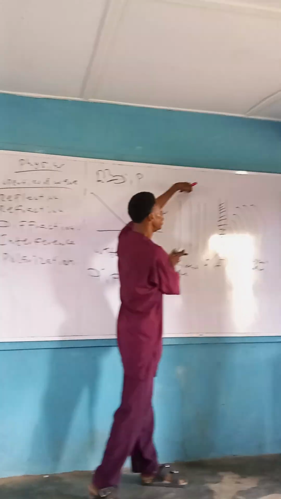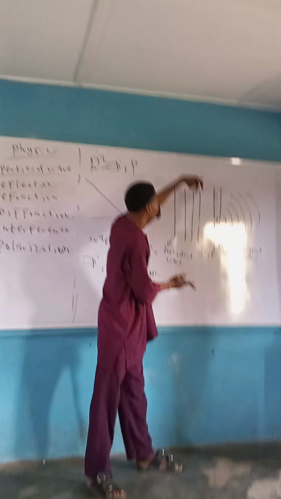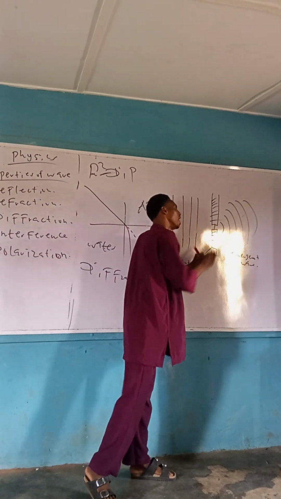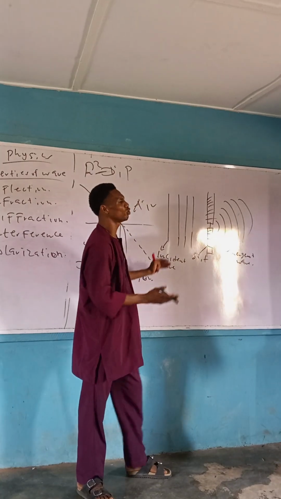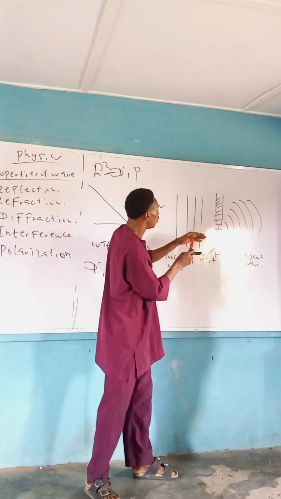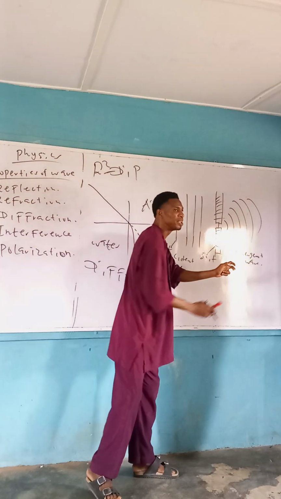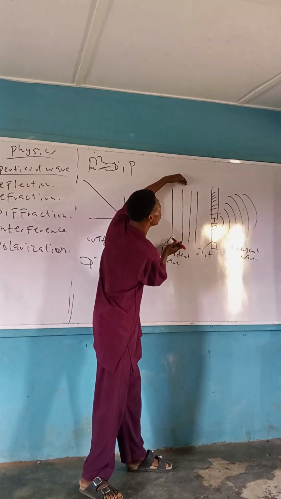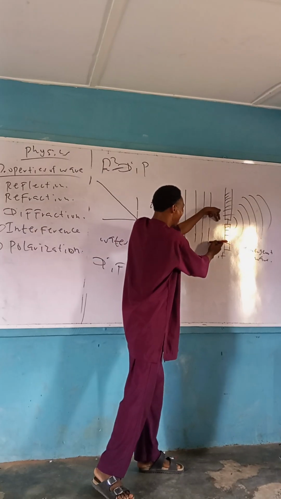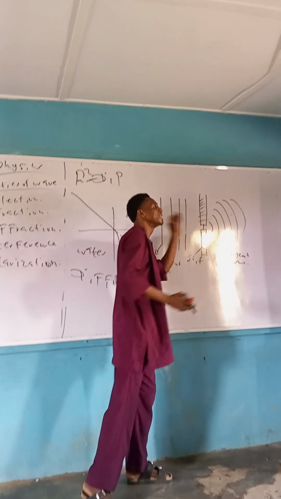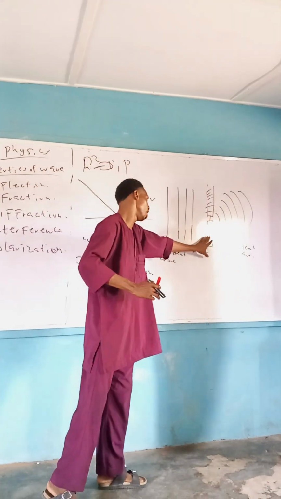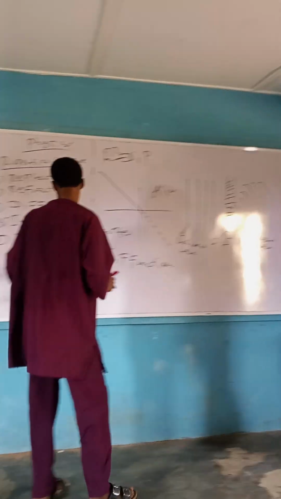If this water is flowing in this direction and it comes across an obstacle here and there's just a tiny opening, what happens to this wave of water? It tries to change its shape in such a way as to pass through this tiny opening. That process, whereby the wave is bending round to pass through the tiny opening, is known as diffraction.